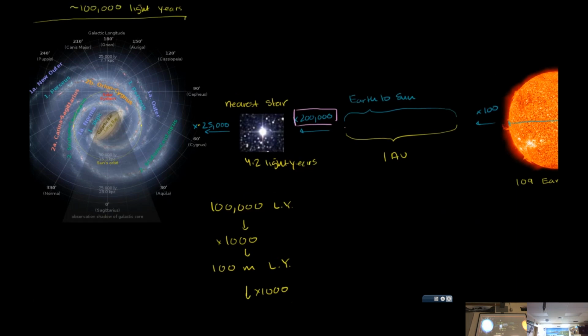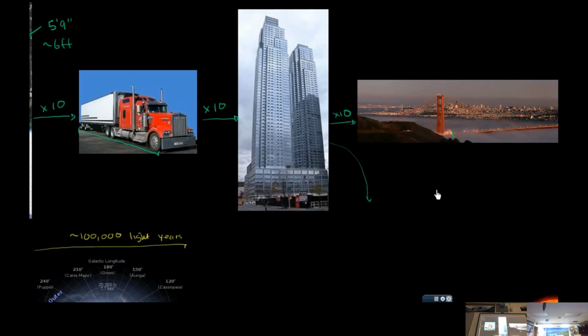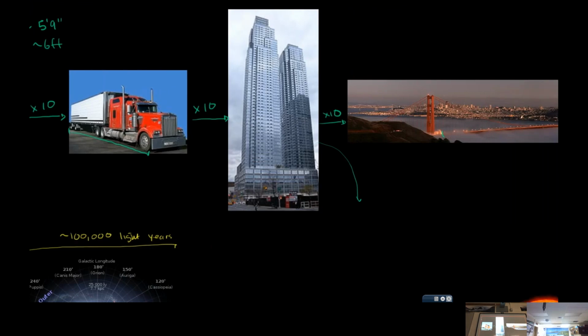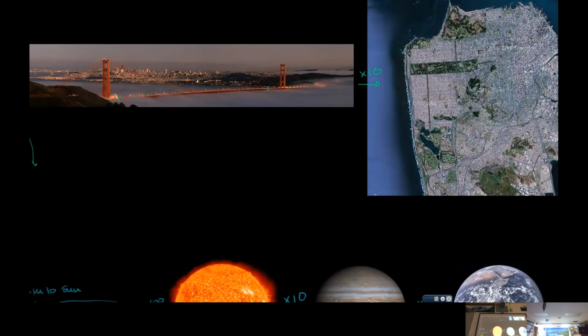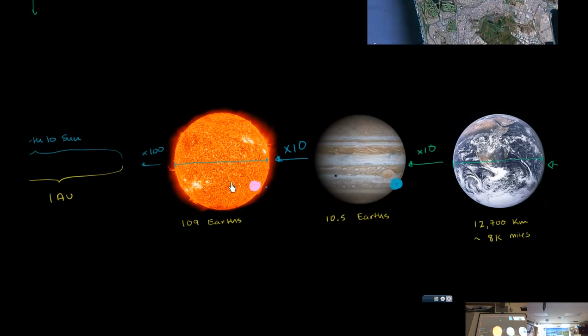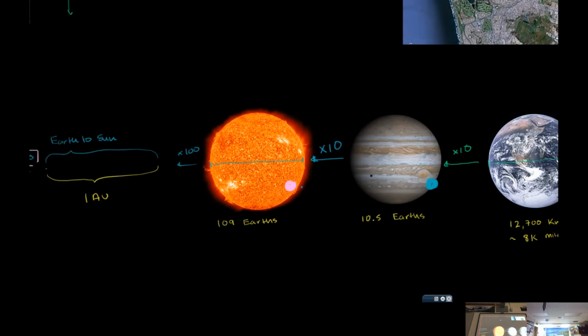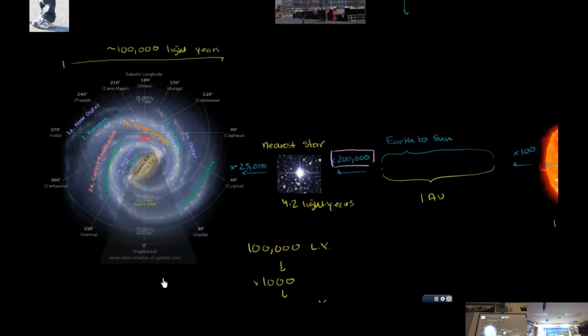So in the whole scheme of things, not only are we pretty small, and not only are the things we build pretty small, and not only is our planet ultra small, and not only is our sun ultra small, and our solar system ultra small, but our galaxy is really nothing compared to the vastness of the universe.